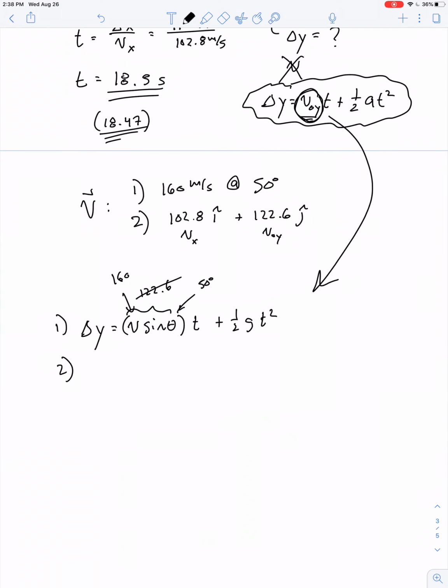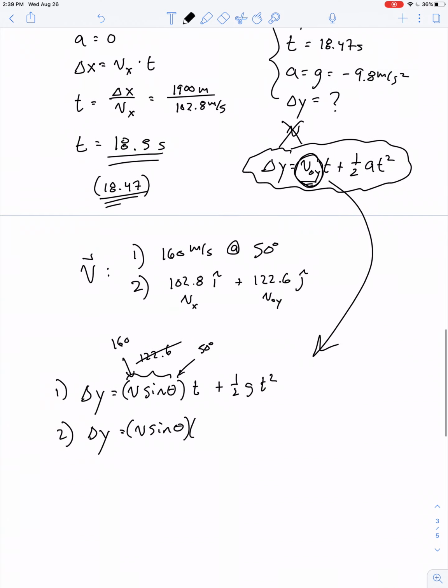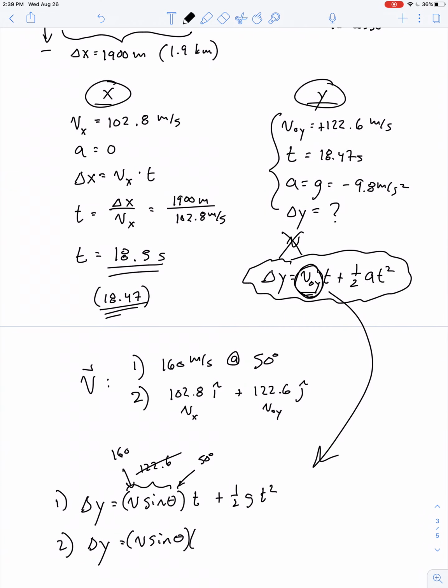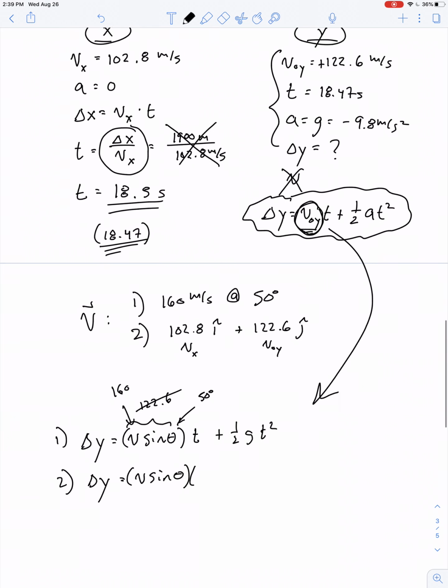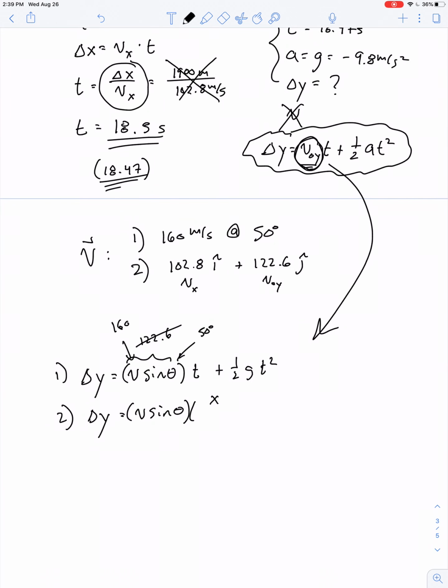Let me number the steps that I'm doing here. Delta y equals v sine theta, and then instead of t, I'm going to write in an algebraic expression. Not so much the numbers, but just this idea. If I divide x by the x velocity, so times x over vx, and vx is v cosine theta. And then plus 1/2 g, and then here's t again, but squared. So x over v cosine theta, quantity squared.